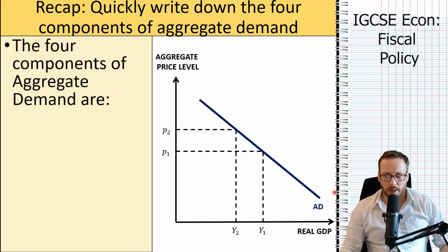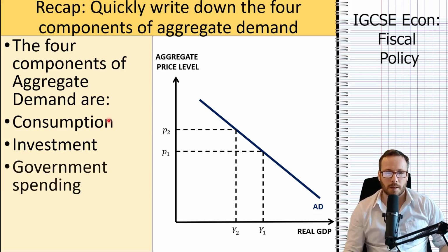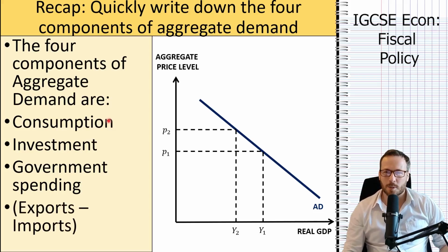Now, what makes up this line? So we've got consumption. That's me and you, consumers in the economy buying goods and services. Who else buys things in our economy? We've got businesses. They invest money in machinery and equipment and tools in the economy. We've got government spending. That's what it says on the tin, isn't it? Government spending. And exports minus imports.